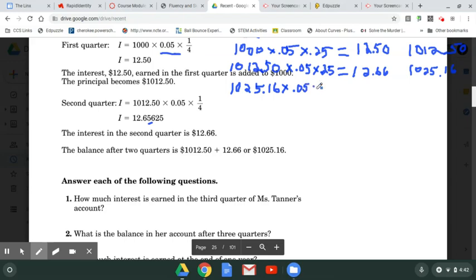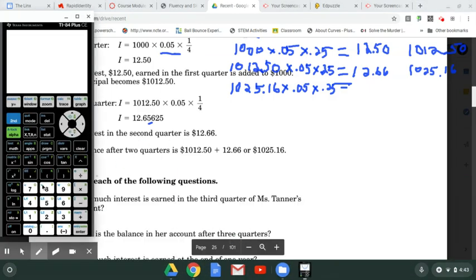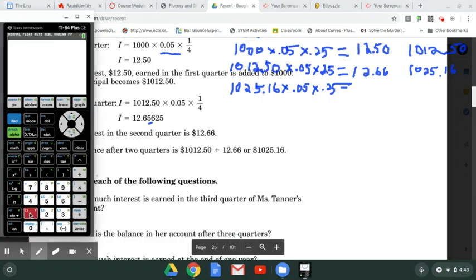and times the time, which is a quarter of a year. And that would equal, you could do it in a calculator. Okay, so you do 1025.16 times 0.05 times 0.25.